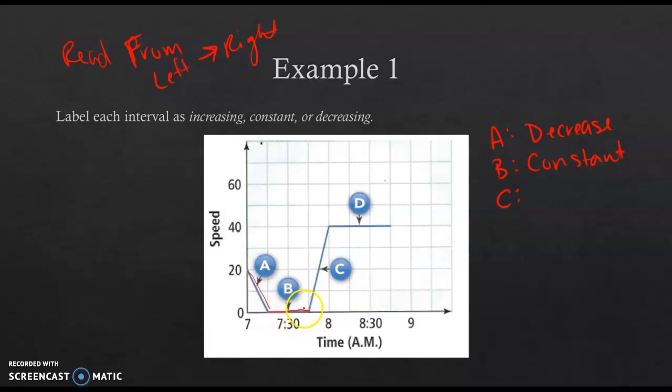C, we are increasing in value as we go from left to right. So that would be an increase. And then D, again, we are staying constant. So that is a constant interval.